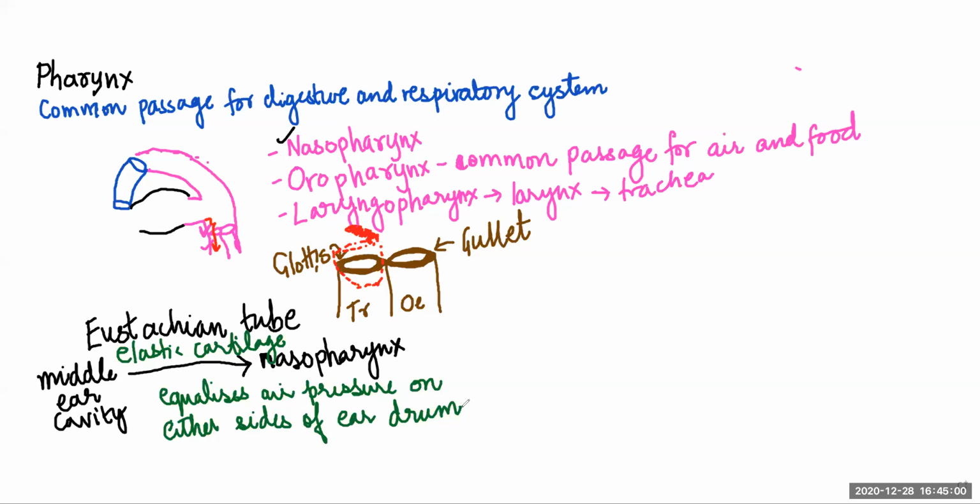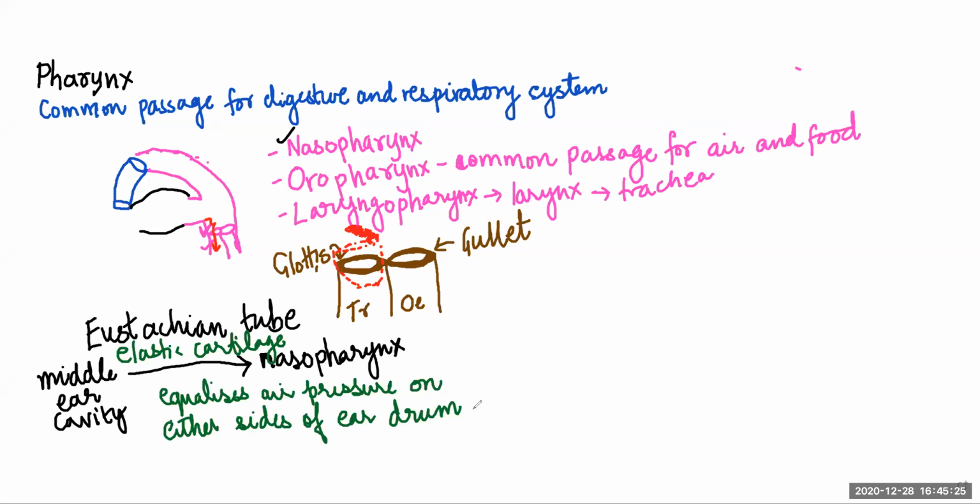Opening of the pharynx into the esophagus is called gullet. Opening of the pharynx into the trachea is called glottis. The glottis is actually surrounded by larynx. Larynx has a flap of elastic cartilage called epiglottis, which covers the glottis when we gulp down food.